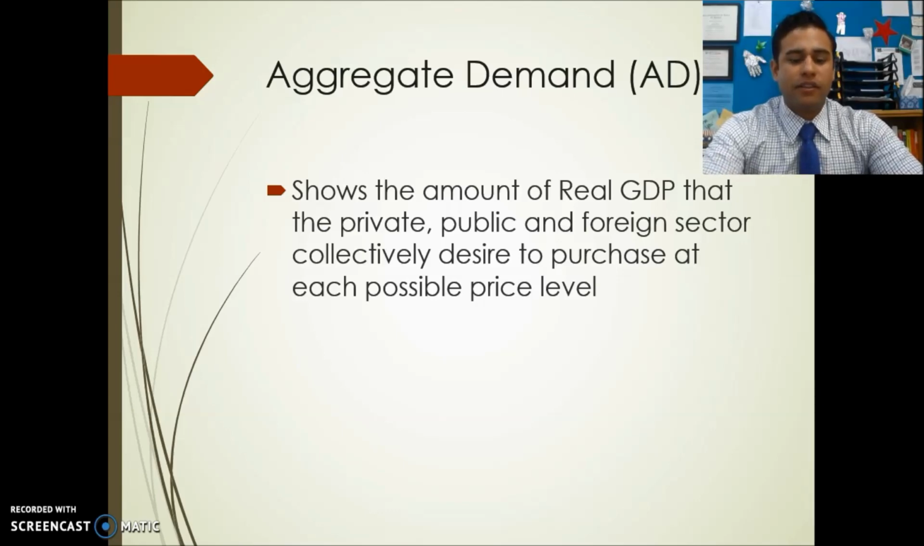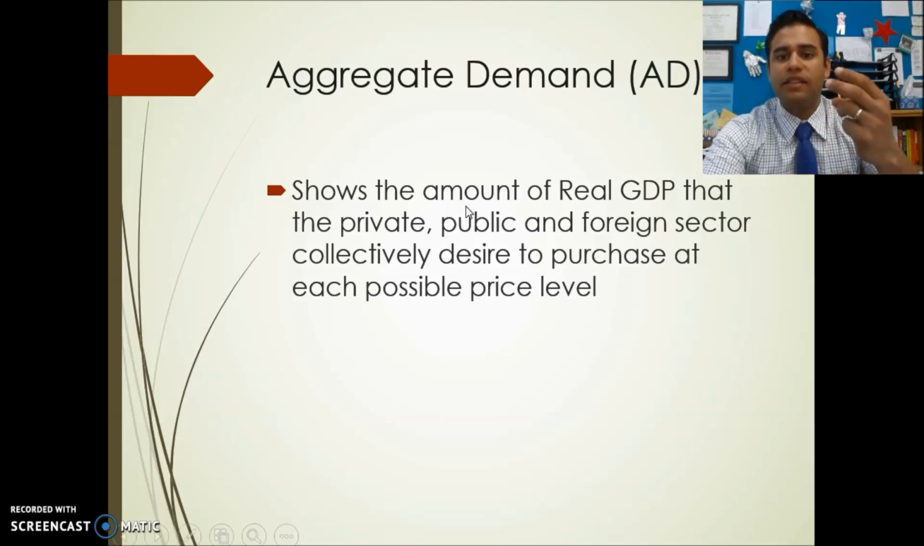Follow my cursor. It's the amount of GDP that the private sector, private meaning not the government. Okay, so who's the private sector? Well, businesses and households are not the government. The public sector, who is that? Well, that is the government, G, and then foreign sector, net exports.